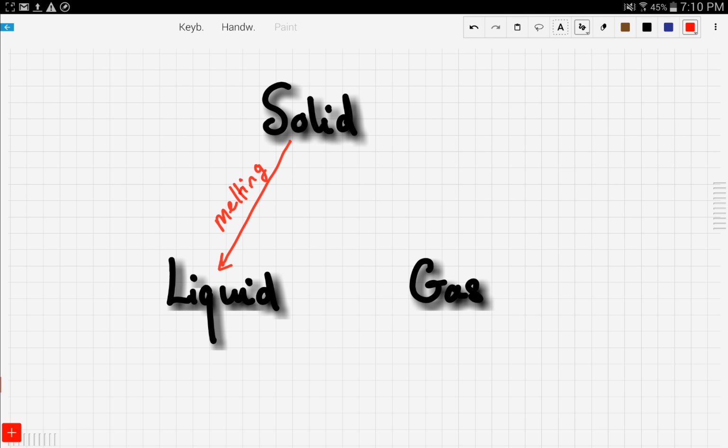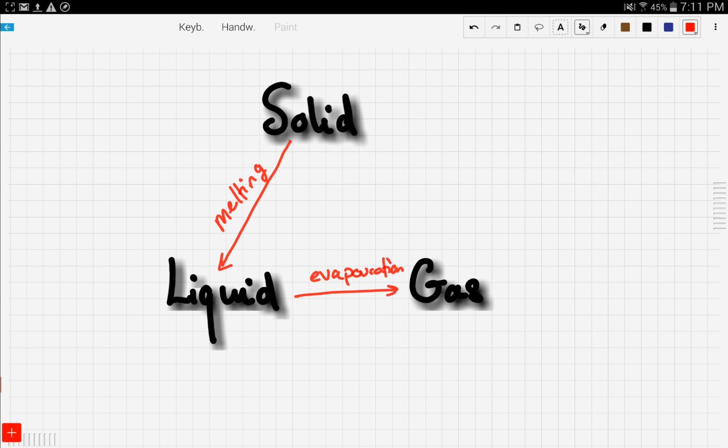Now, what if we're going from the liquid state to the gas state? Imagine you have a pot of water and this pot of water is boiling, so you get some steam. This is actually evaporation. So this is a direction you guys need to know.